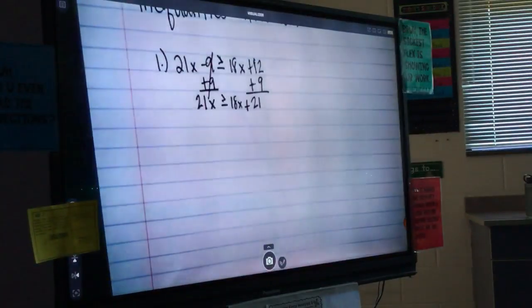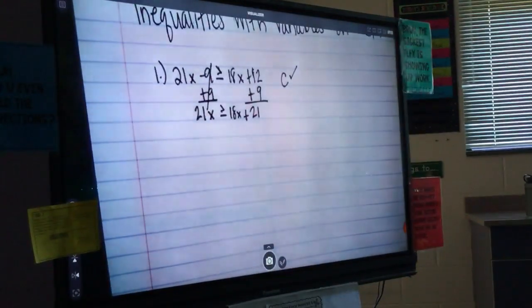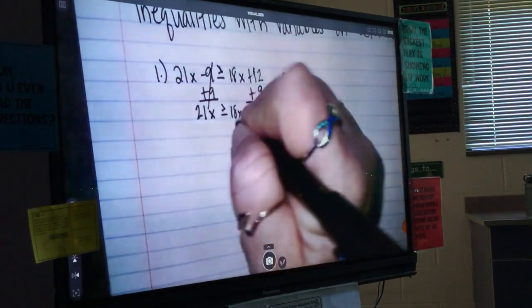So technically, my constant, I'm done. I've got my constant all by itself, right? Now I've got to get my variable by itself. How do I get both variables on the same side, not on the same side as the constant? You subtract.